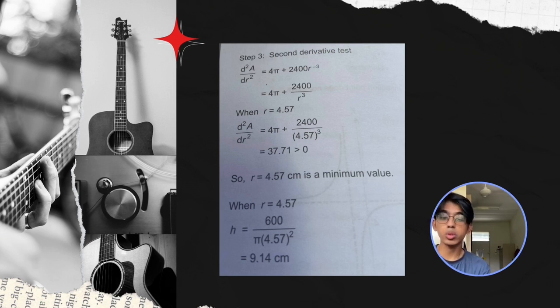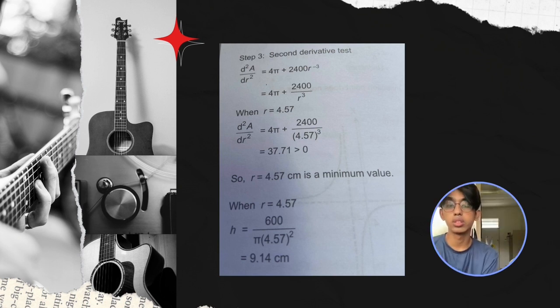4.57, we enter the value of r back into the equation, which is d squared A over dr squared equals 4 pi plus 2400 over 4.57 to the power of 3. The answer is 37.71, which is more than 0. So r equals 4.57 cm is a minimum value.